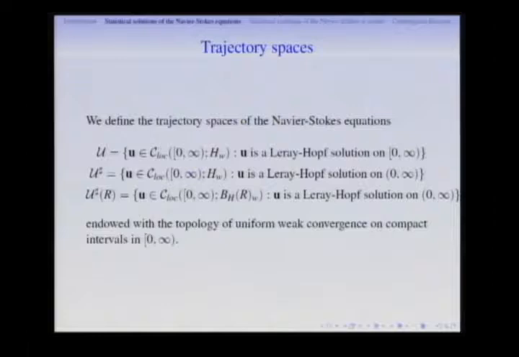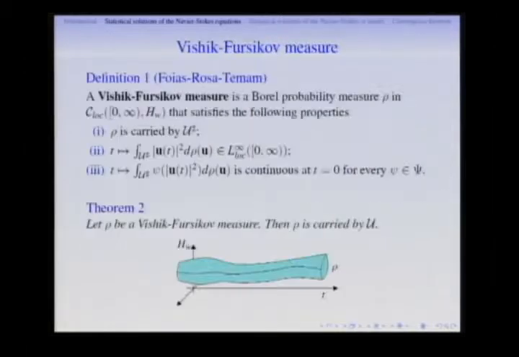And so in order to deal with this issue, they defined this other space, U sharp, which is the set of Leray-Hopf weak solutions, which doesn't contain the orange. So here we don't ask the solution to be strongly continuous at the orange. And this is just a bounded set inside this trajectory space. So the Vishik-Fursikov measure is a Borel measure in the trajectory space.